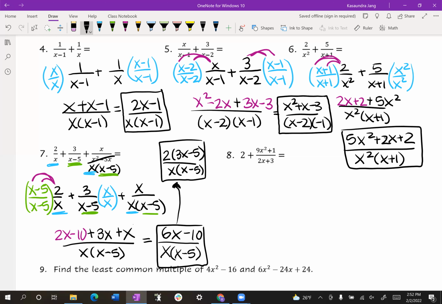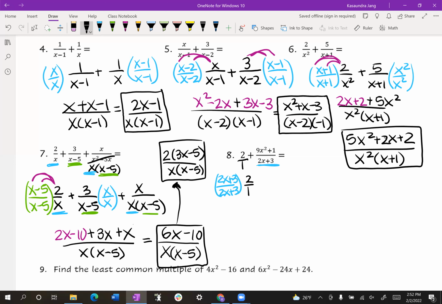All right, number 8. I think you guys saw these with polynomials before where they didn't write it as a fraction and I considered it over 1, like 2 over 1 to see it as a fraction. And when looking at the denominators, denominator of 1 does not have the denominator of 2x plus 3, so I think I'm going to multiply this 2 over 1. I'm going to multiply it by the 2x plus 3 over 2x plus 3.